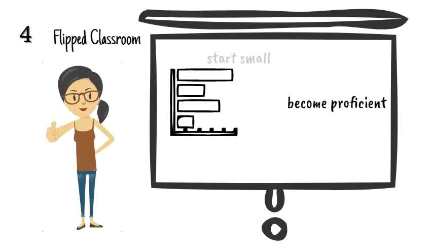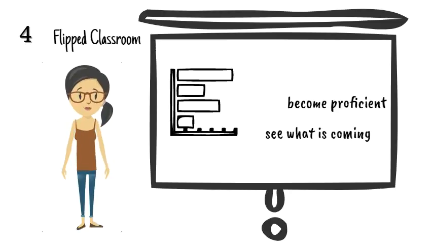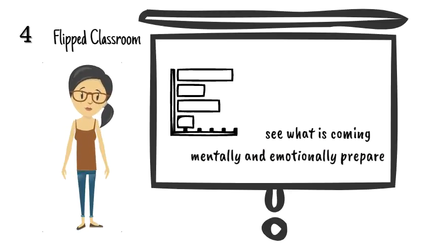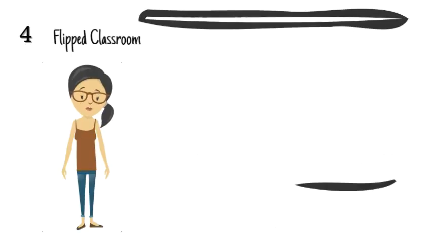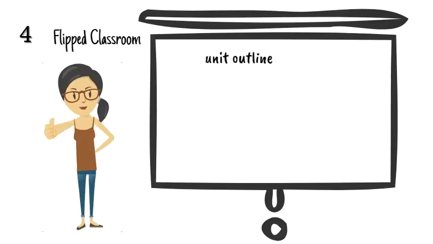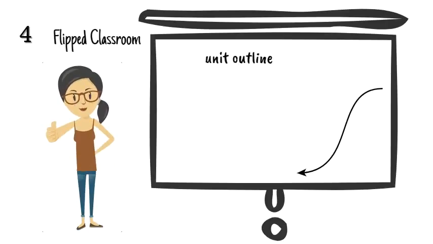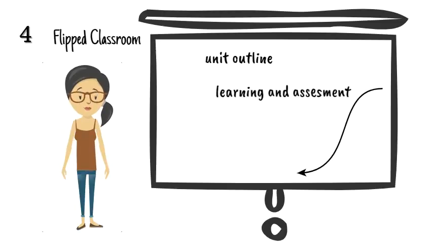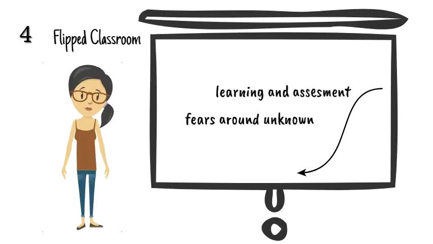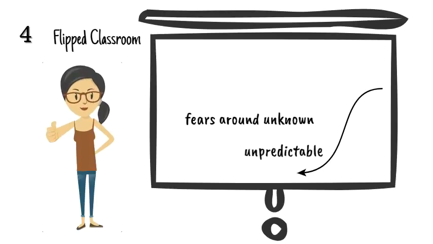For anxious students, this allows them to see what is coming and gives them a chance to mentally and emotionally prepare for challenging or risky learning. This could also be achieved through the provision of a unit outline or similar documents, preparing students for the learning and assessment tasks to come, allaying some of their fears around unknown and unpredictable situations.